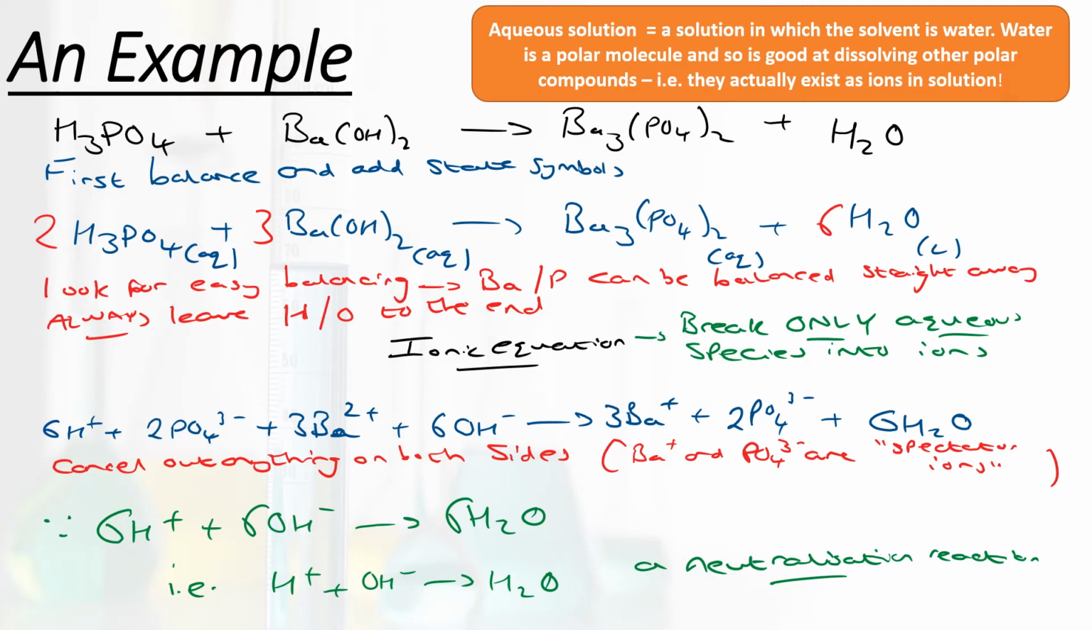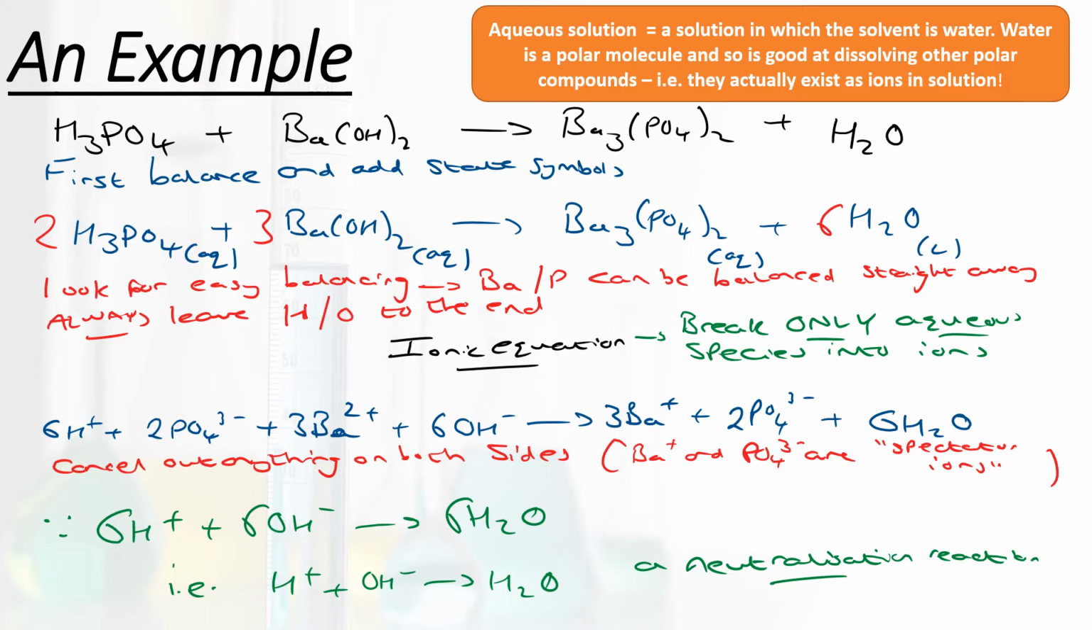We can do the same thing with the barium hydroxide. We have 3 lots of the barium 2+ ion and 6 lots of hydroxide anions. Then on the right hand side, we break up the salt: 3 lots of the barium 2+ ion and 2 lots of the phosphate anion. The water we leave untouched because that's a liquid, it's not an aqueous thing. It doesn't exist as ions, it exists as H2O, covalently bonded.